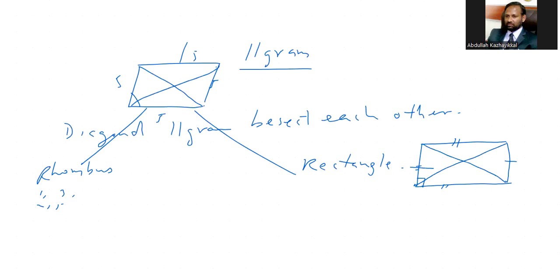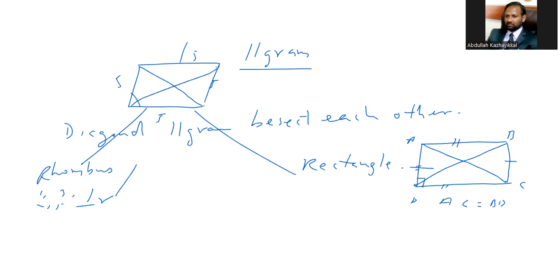Diagonals bisect each other because it's a parallelogram. But here, diagonals are equal. Two diagonals are equal. A, B, C, D. We can say AC is equal to BD. Bisecting each other is a parallelogram property. Here, sorry, rhombus: diagonals are perpendicular bisectors. What do you mean by perpendicular bisector? See, it is a rhombus.